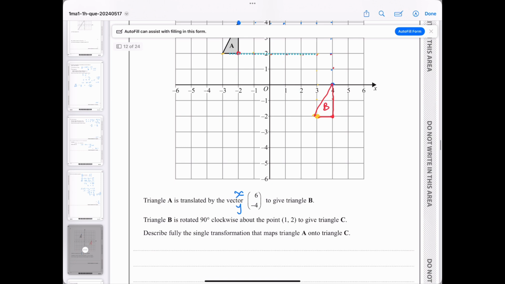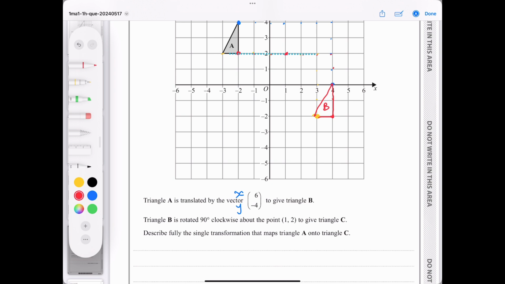Triangle B is rotated clockwise about the point 1, 2. This might not work because I'm not very good at doing it. It's rotated clockwise around this point here. Clockwise means, oh good Lord, clockwise means this way to give C.